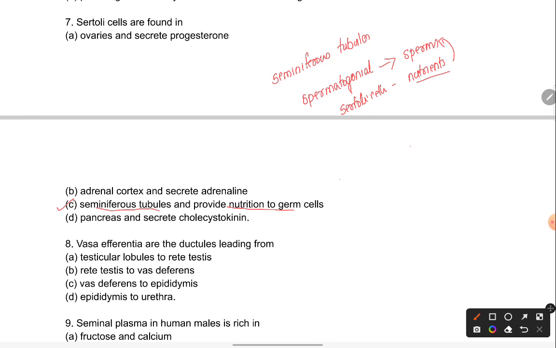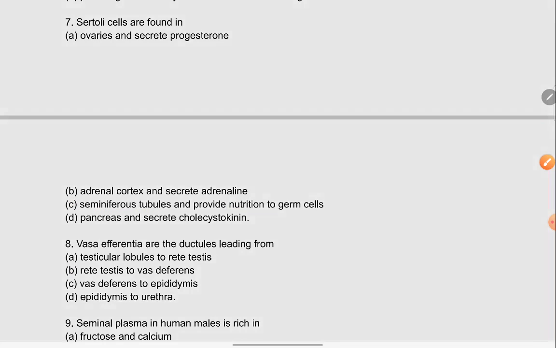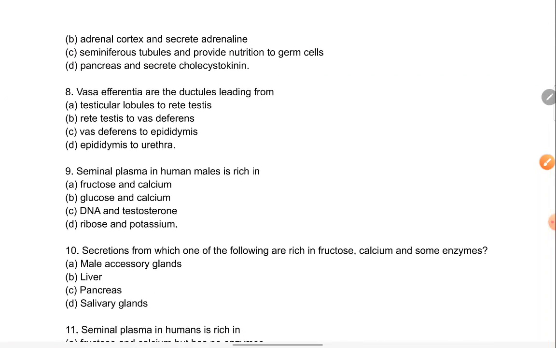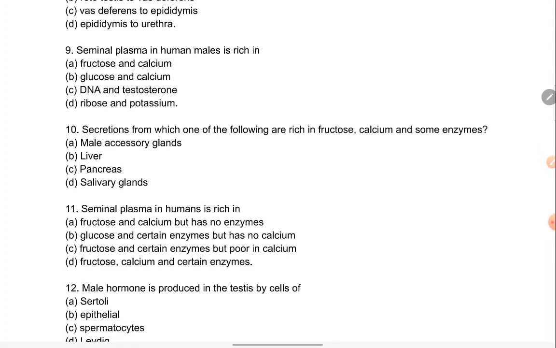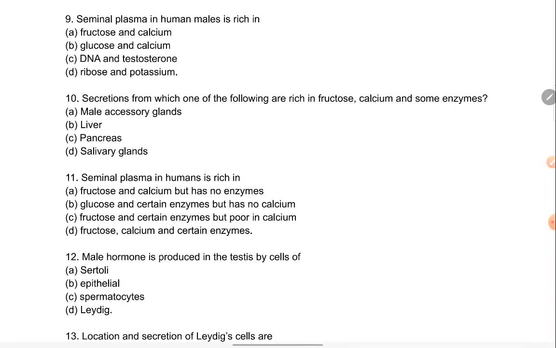Vasa efferentia are the ductules leading from. Vasa efferentia are leading from where? It is leading from rete testis to vas deferens. Okay, the correct answer is rete testis to vas deferens. So you must be familiar with the pathway. Many questions are asking from that portion. Okay, now question number 9.